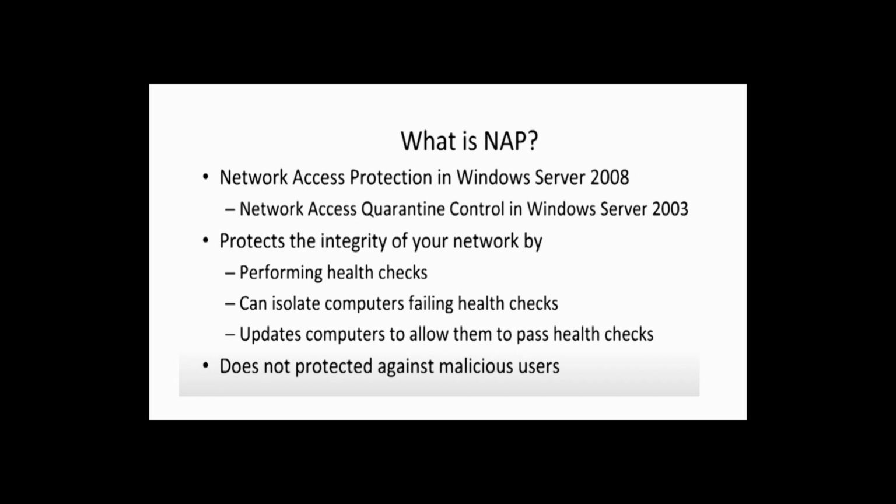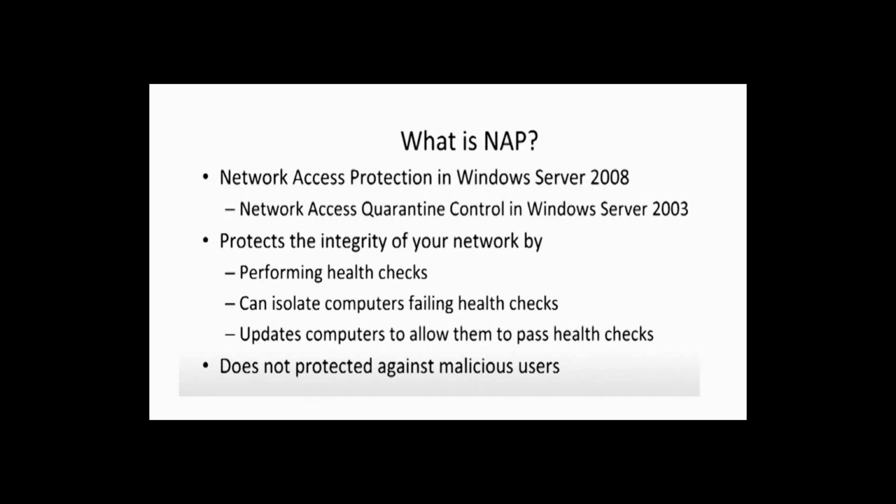So the main goal of having NAP is to protect the integrity of your network, especially in organization and institution networks, by performing some health checks. And these health checks, as we mentioned before, could check that the Windows operating system is up to date and all the service packs are installed, or that the antivirus has the latest virus definition, or also that the clients have a firewall enabled.